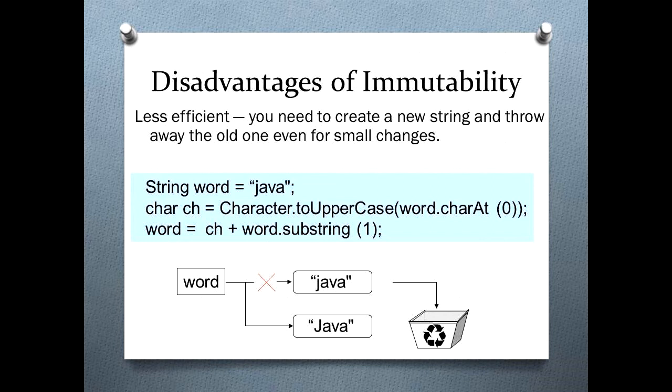So this is how you need to change the character from uppercase to lowercase and lowercase to uppercase using the method word dot character at 0. 0 is the index of the word Java.